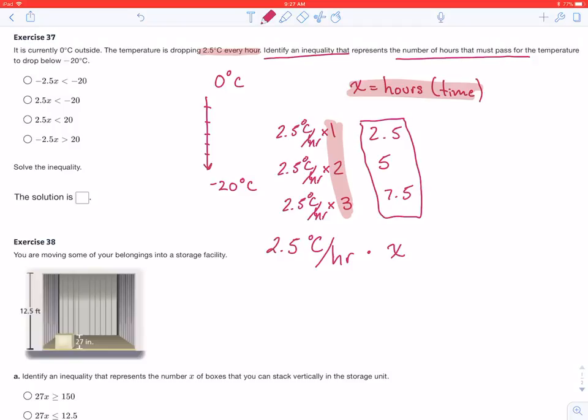It's not negative 20 degrees and below, it's just below negative 20 degrees. So we can tell that none of these symbols include an equal sign. And so we don't want the temperature to equal negative 20 degrees, we want it to drop below negative 20 degrees. So whenever I multiply the rate times the number of hours, that represents something separate from the time that x represents. That represents my current degrees.